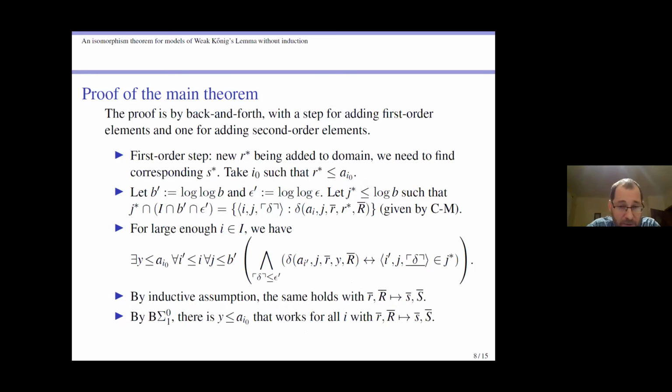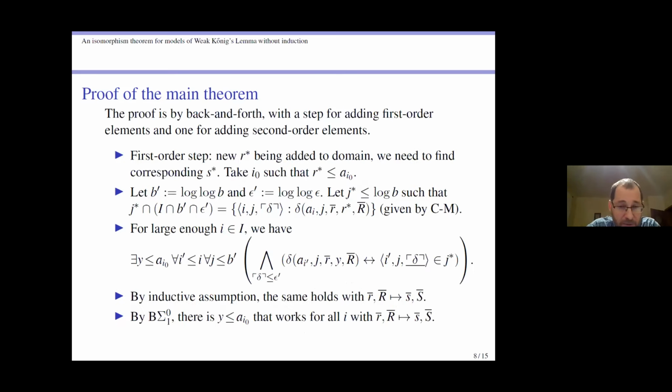So the first order step, there's a symmetry between domain and range here, so we can assume that we're adding a new element to the domain, let's say R star, and we need to find a corresponding first order element in the range. Let's call it S star. So we're looking for S star. Now, crucially, the set A is cofinal in the model, right? So wherever R star lives, there is going to be an index I0 such that R star lives below AI0. Okay.